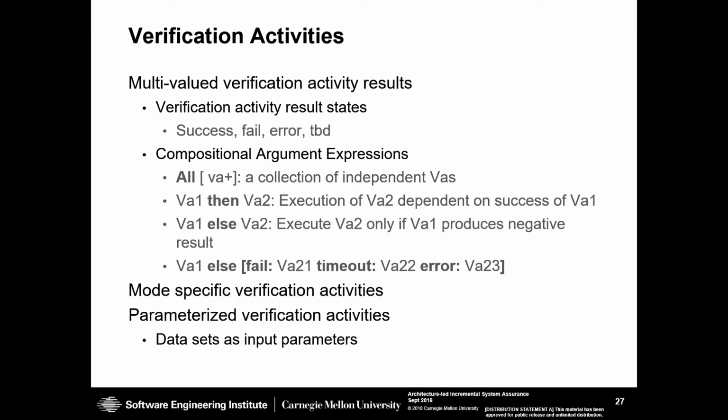When we write down verification activities, by default, all verification activities are executed. All of them are always executed, so you might have an activity where the first one fails. It does not stop the verification activity. All of them are executed, and then the result is that the claim is only satisfied if all of them return success.